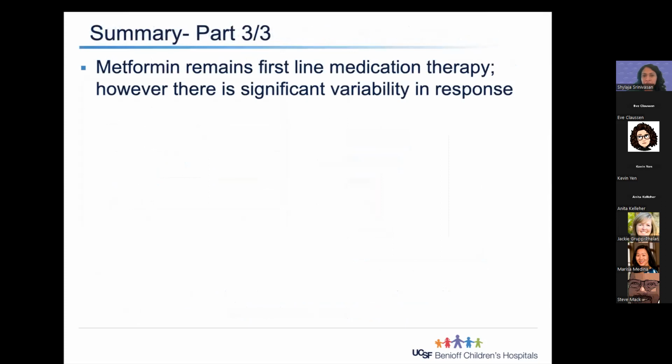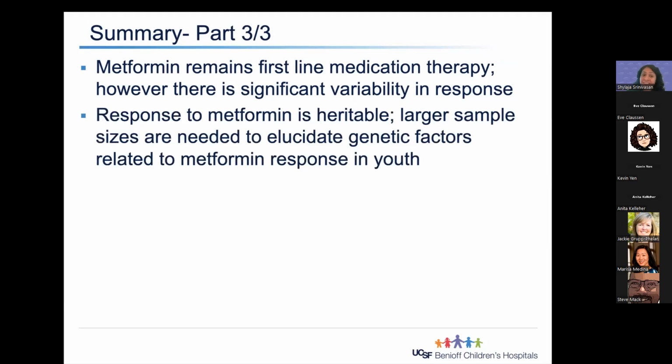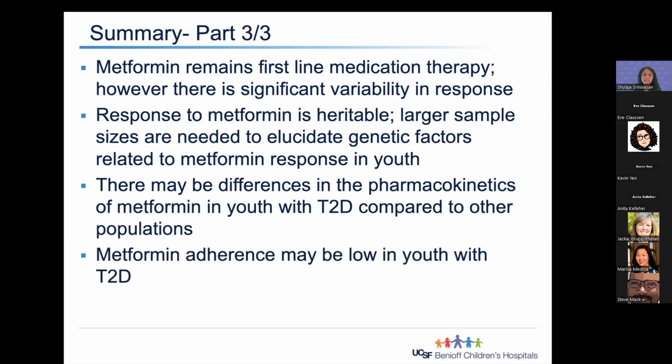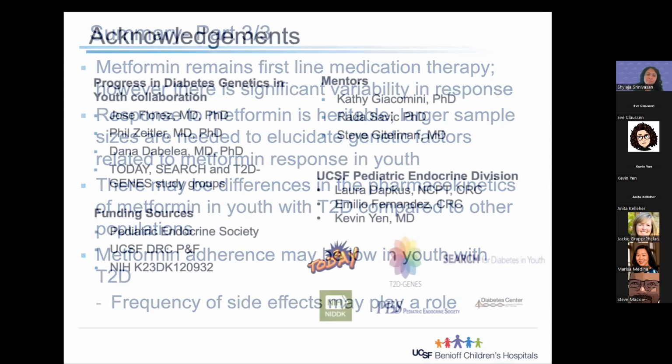So to summarize the last part of my talk, metformin remains first-line therapy for diabetes. However, there is significant variability in response among youth, as well as when you compare youth with adults. Response to metformin is heritable. To do pediatric genetics, we definitely need larger sample sizes in order to be able to elucidate the genetic factors that are related to metformin response. There may be differences in the pharmacokinetics of metformin in youth with type 2 diabetes compared to other populations. And then in our own small study, we did find that metformin adherence itself may be low in youth with diabetes, and that the frequency of side effects may play a role.